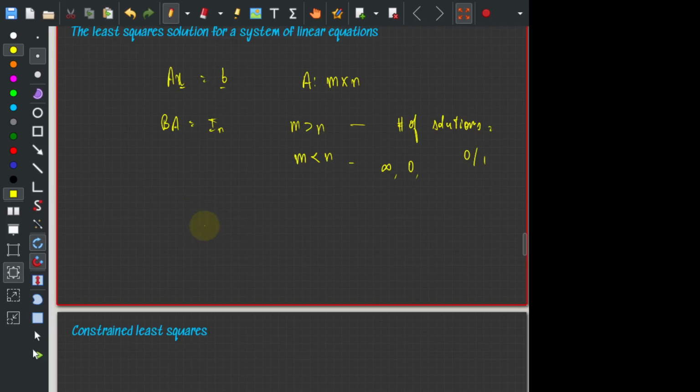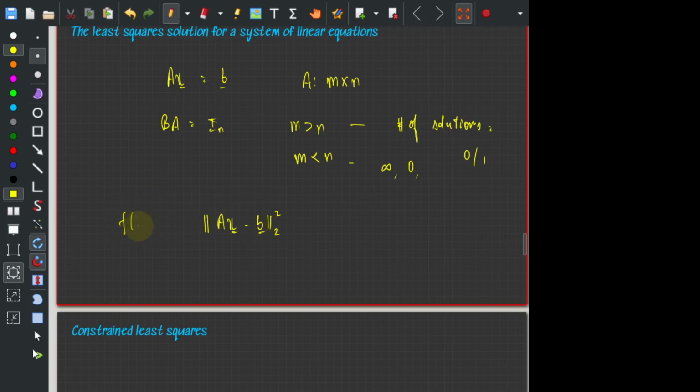So let's say I want an X such that AX minus B is small. I need a measure of how close one vector is to another, and one way to look at this is to take the 2-norm squared. Everyone has seen the 2-norm. My goal is to find an X for which this is as small as possible. This is the least squares solution that you would have seen in your matrix theory course.